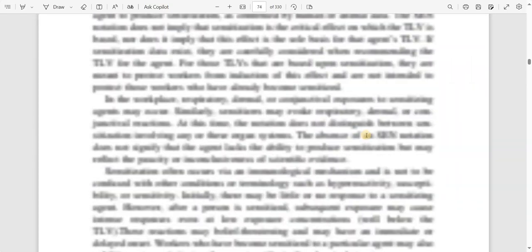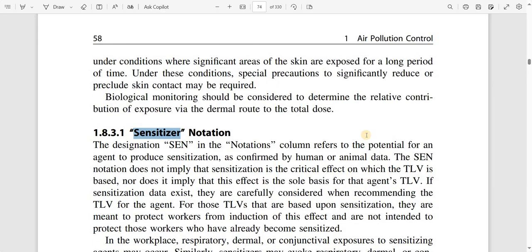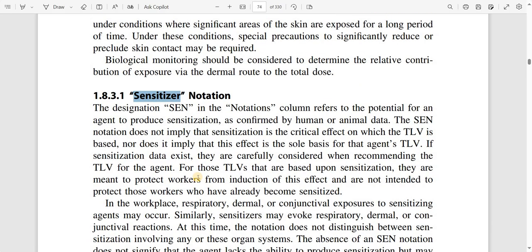I think today we are on the sensitizer notation. The designation SEN in the notations column refers to the potential for an agent to produce sensitization as confirmed by human or animal data.